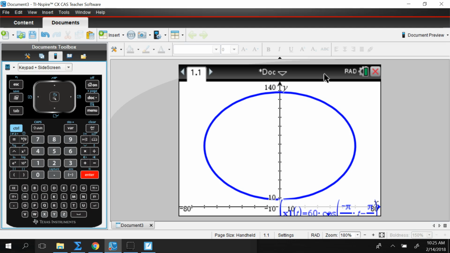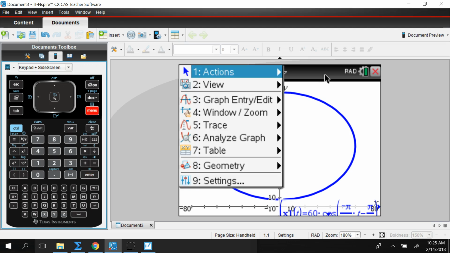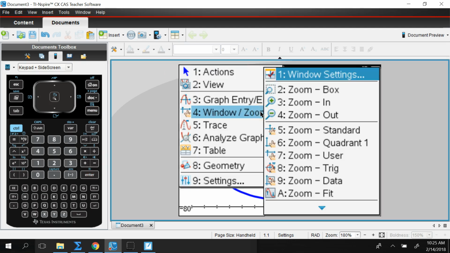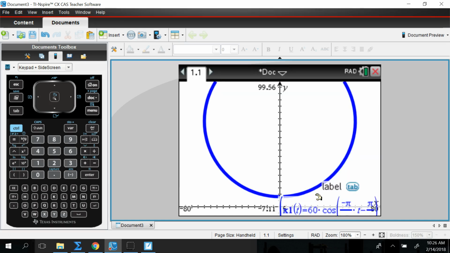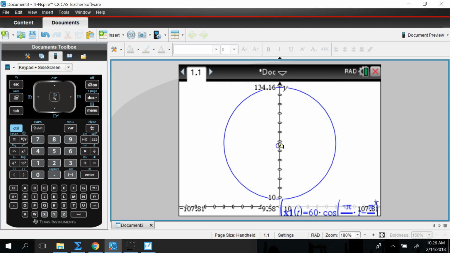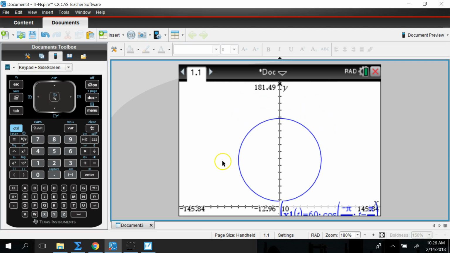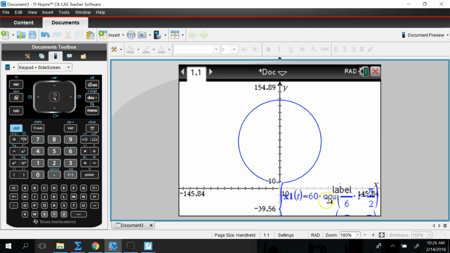Okay? All right? So, since it's not a circle, then I'm going to use my window, and it's B, it's down here. It's zoom square. By hitting zoom square, it squares up my display and makes it look like a nice circle. But now what's the downfall? Now I don't see the whole thing. So now I'm going to grab onto my axes and pull down on it. And that allows me to see my whole thing.